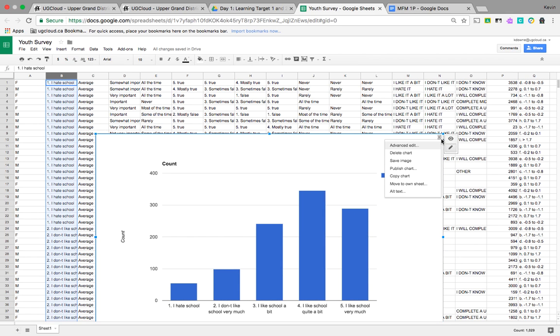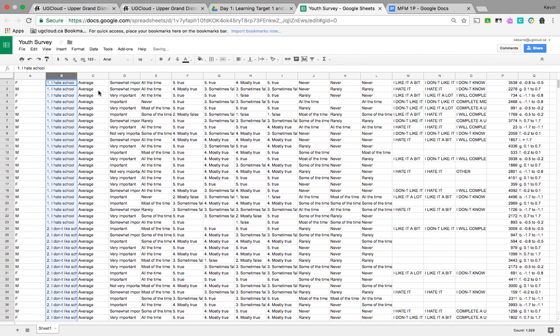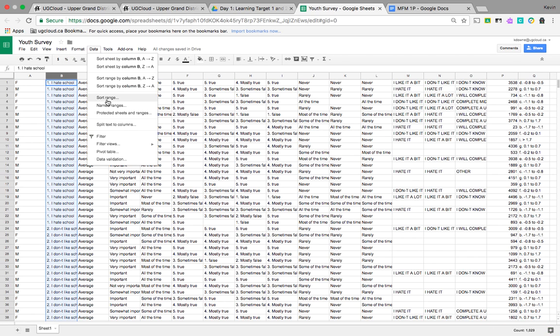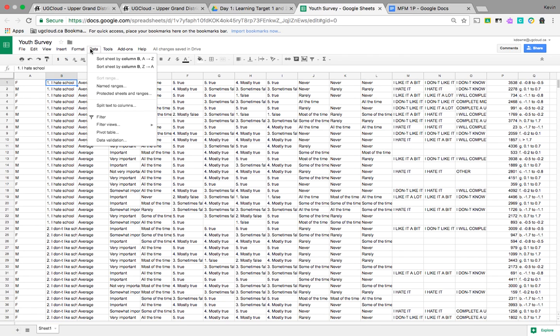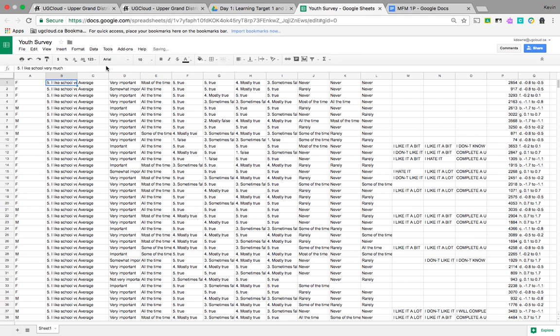So I just want to get rid of this one, delete chart. And so I want to show you another one. What I did was I actually just sorted this column: I hit data and said sort by column B, and just that one column changed. So if I hit data and sort by column B, everything changes with it. So it doesn't really matter. We're just looking at the outcomes, but every individual student's outcomes are still there. But putting a number on it allows you to sort like that.